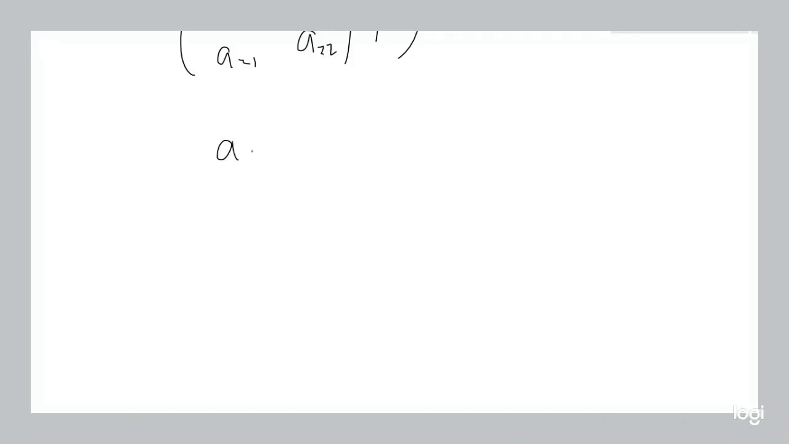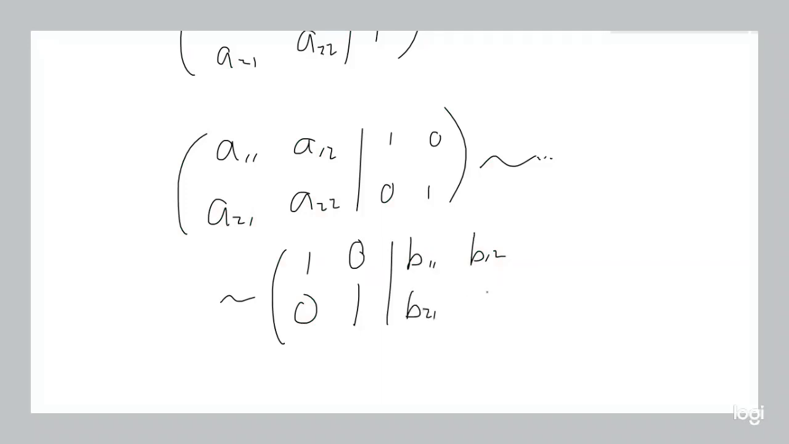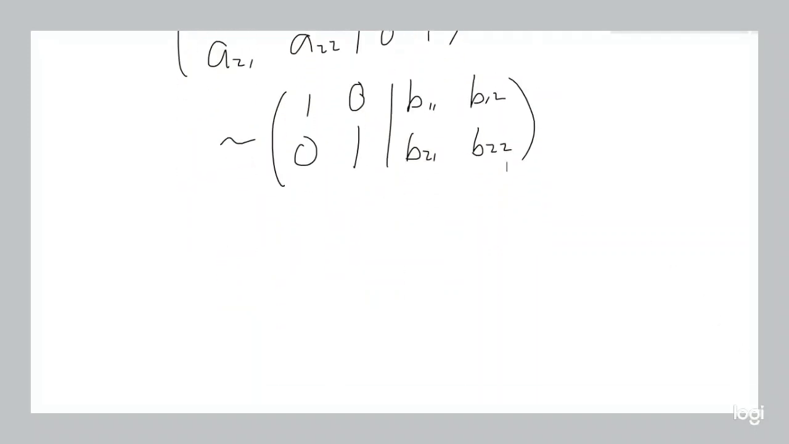2 columns after the vertical line. And you'll notice that's the identity matrix on the other side of this augmented matrix right here. And if you bring this to row echelon form, reduced row echelon form, which you'll notice is also the identity matrix, well then what you'll get here is B11, B12, B21, B22. Now that may seem like a strong claim, so let me show you.